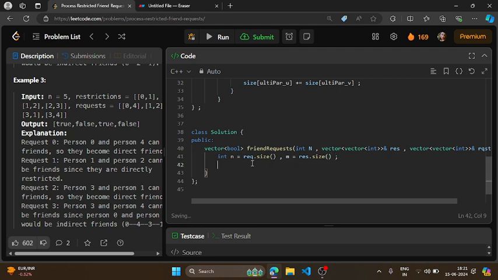Fine. Now I will make a disjoint set object of size N, denoting the number of people, because how many nodes do we want to create? Definitely N, because nodes themselves denote the number of people. Now let me make a vector answer where I will store my answer, whether it is possible for me to process the request or not.